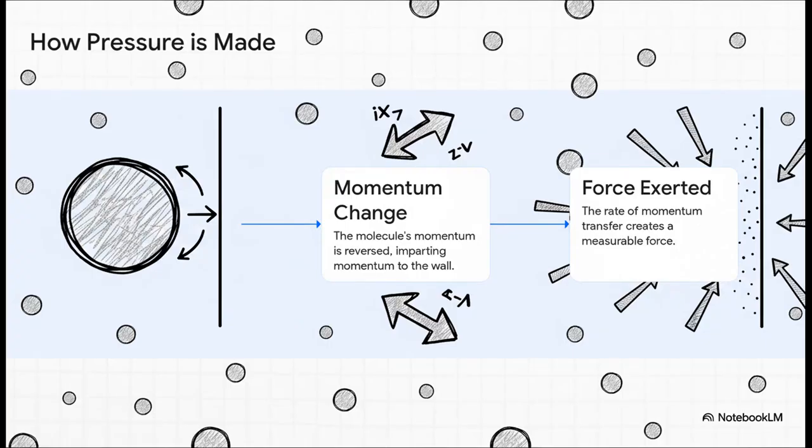Now think about it. Every single time a molecule hits the wall and bounces back, its direction changes, right? And that means its momentum changes. And remember what our good friend Newton told us? A change in momentum creates a force. So every little collision gives the wall a tiny, tiny push.